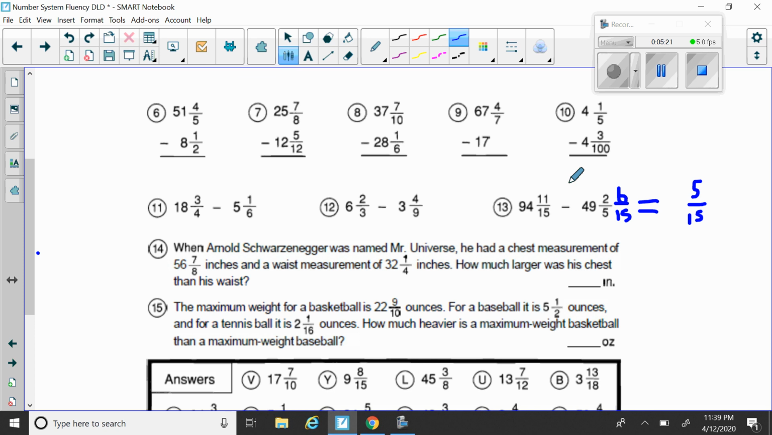And 94 minus 49 gives us 45. So our whole number would be 45. Now we can simplify this because 5 and 15, 5 goes into both of them. So this would give us 45 and 1, because 5 goes into 5 one time, over 3, because 5 goes into 15 3 times.